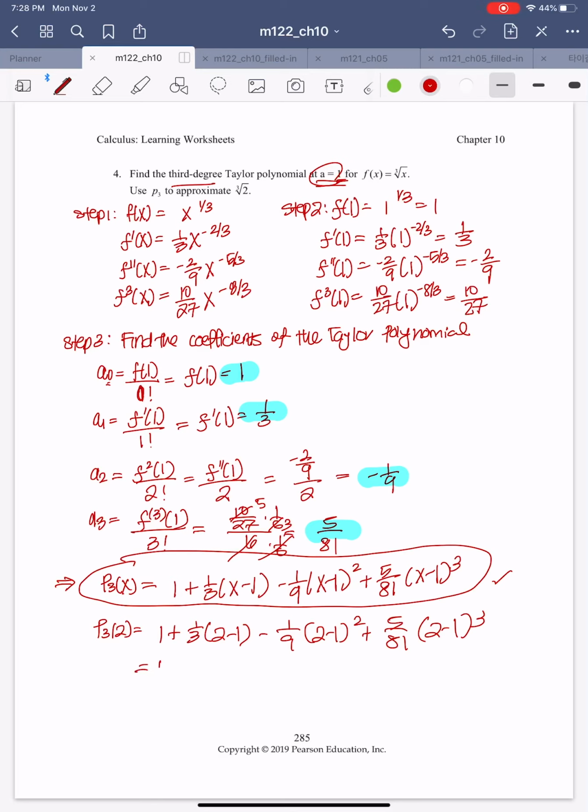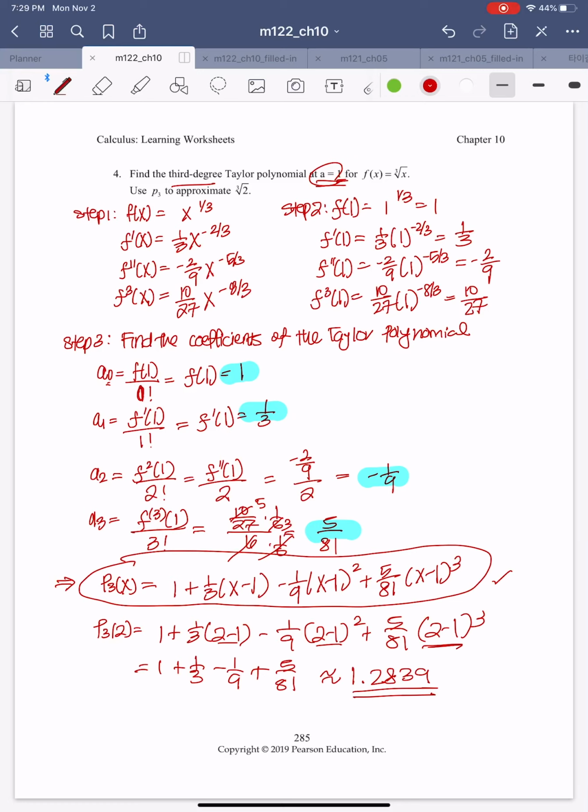So let's simplify. The first term is just 1, then plus 1/3, that's 1 again, minus 1 over 9, and then plus 5 over 81. If you put that on the calculator, I get about 1.2839. So this is the approximation for the cube root of 2.